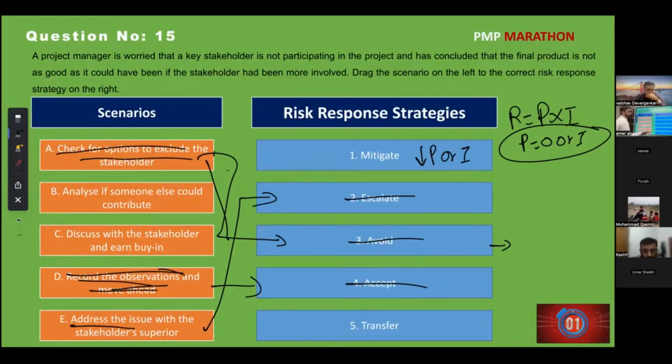You are only left with two options. Yes. So analyze if someone else could contribute, discuss with the stakeholder, and earn buy-in. Someone else can do it. So this is transferring. Discuss with the stakeholder, get a buy-in, early mitigation. Clear? Yes, sir. Okay. Is this question clear to everybody? This is an important question.